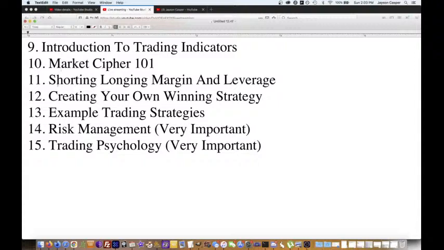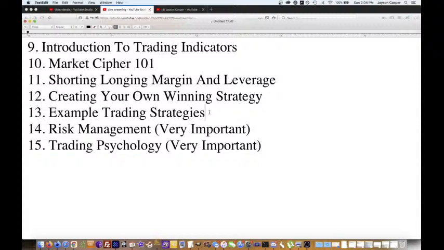We're going to go over shorting, longing, margin, leverage, all these things. I've had a lot of questions about these. We're going to go over creating your own strategy. We're going to be going over example strategies in the course, multiple strategies, long-term trading strategies, shorter-term trading strategies, different ways to scalp, different things to look for.